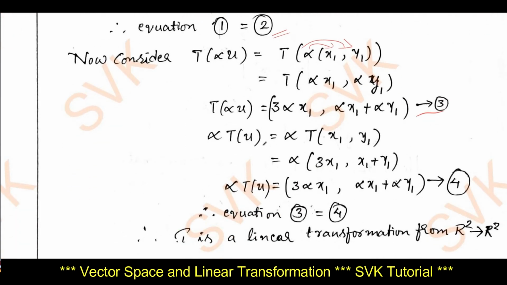Similarly, find out alpha T of u. You know what is T of u. Write down that, then multiply alpha inside. So we are going to get equation 4. From 3 and 4 I can say that both are equal. Therefore, as these two conditions are satisfied, I can say that the given transformation is a linear transformation from R2 to R2.